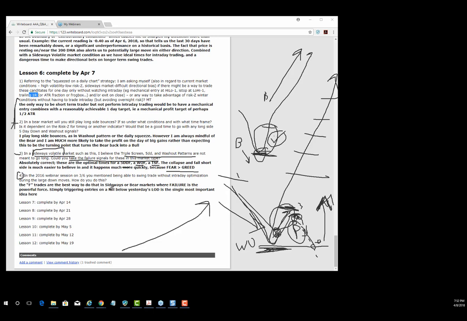Number 4, in the 2016 webinar session, I mentioned being able to swing trade without intraday optimization because of the large down moves. How do I do that? It's the same way that I described above, and that was the idea of play the failure pattern, trail it with a half of an ATR or a frog box, whatever you want, and then cash 1/2 ATR. That's sort of the first half ATR is the easiest ATR of all. That's the easiest money. Everything after that gets a little harder.